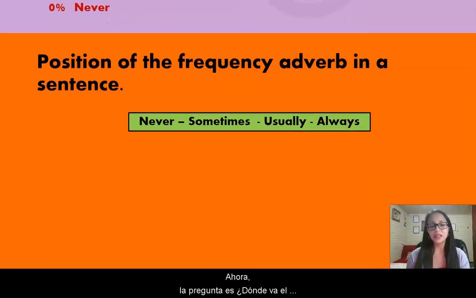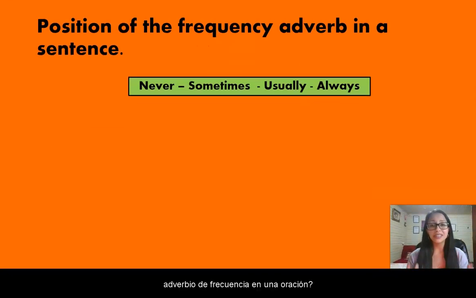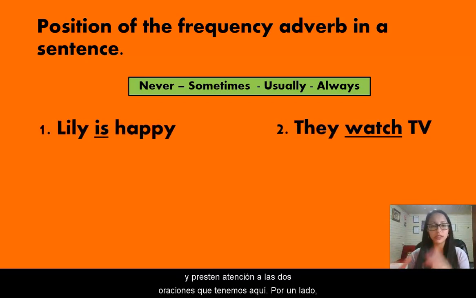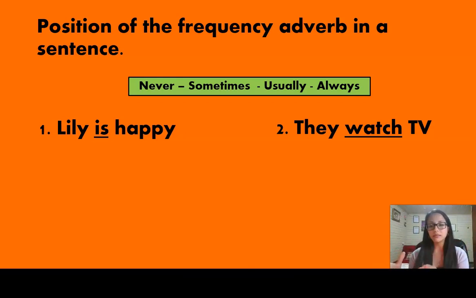Now, the question is, where does the frequency adverb go in a sentence? So let's pay attention to the chart that we have here. It says never, sometimes, usually, always. So we will use this in order to explain the rule. And pay attention to the sentences that we have here. On one hand, it says Lily is happy. On the other hand, we have they watch TV. So you can pause the video right here because I'm going to give you a few seconds to think where, in what place of the sentence, the frequency adverb should go.